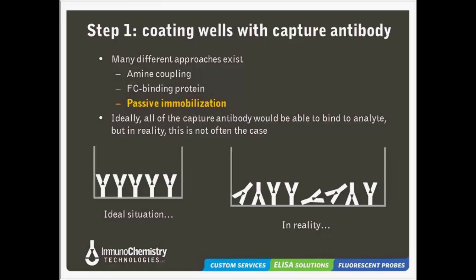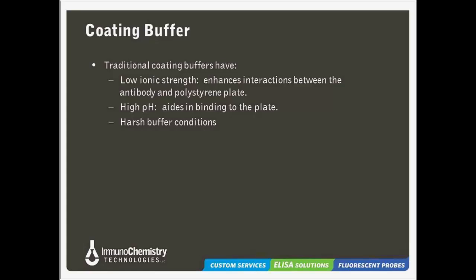So that's the basis for why I say the rather harsh conditions for the initial coating buffers. And I guess this slide, I'm just talking about, so I skipped over this one. I was reading my notes, and this just reiterates what I just said.